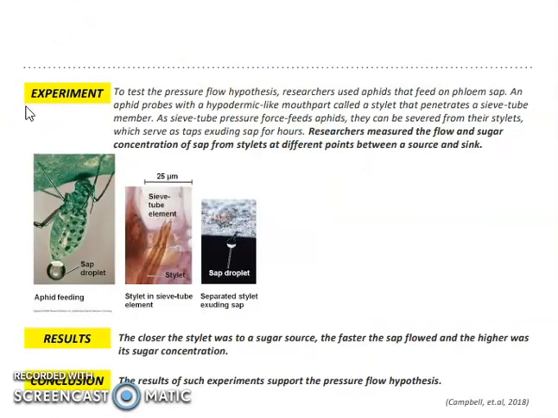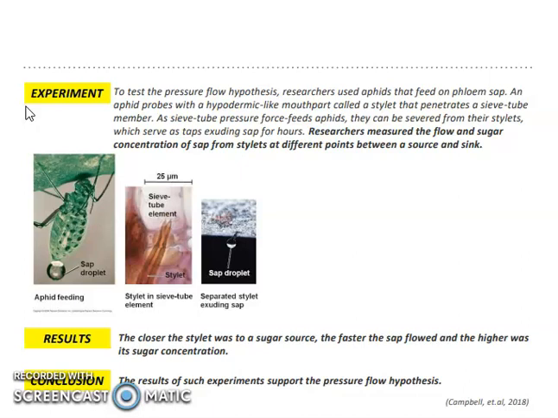The experiment in this slide was conducted to test the pressure flow hypothesis. This study was done by a group of scientists. They used aphids, which are insects, to measure sap flow and sugar concentration along plant stem tissue.